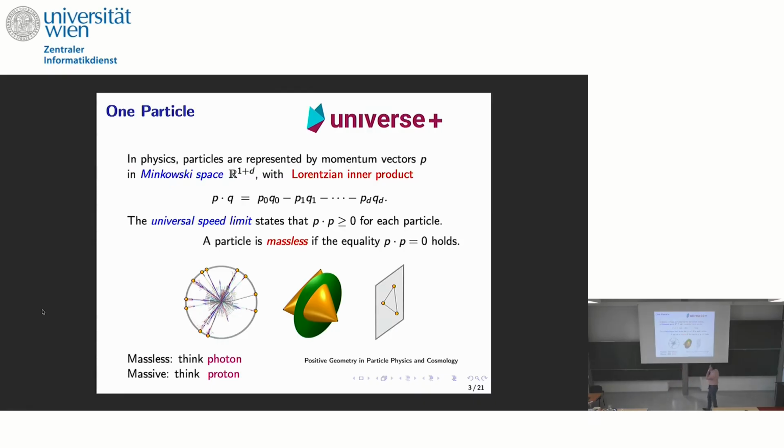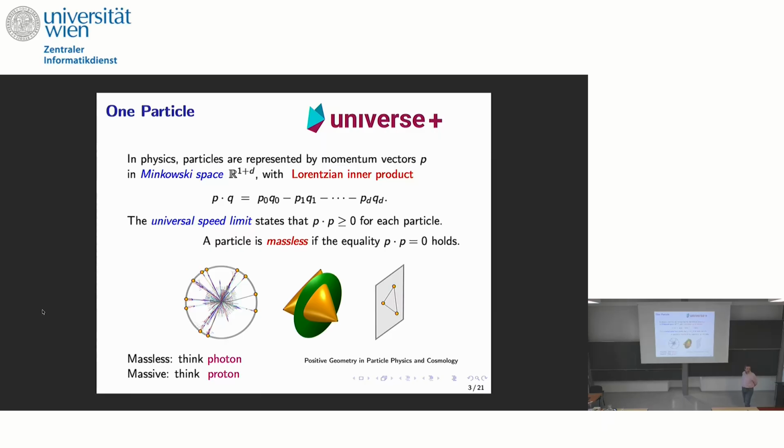Here's the setting. As before, particles are represented by momentum vectors. Here I'm looking at 1 plus d-dimensional Minkowski space. So a momentum vector in this notation has d plus 1 coordinates, p0, p1, up to pd, with the familiar Lorentzian inner product. And p dot p is the quadratic inequality that defines the ice cream cone. And the speed limit says that we're supposed to stay inside.